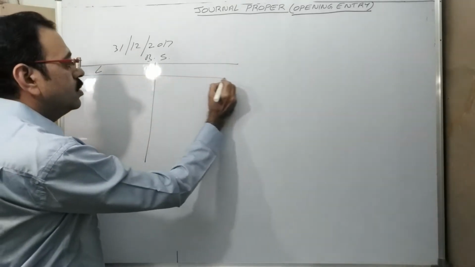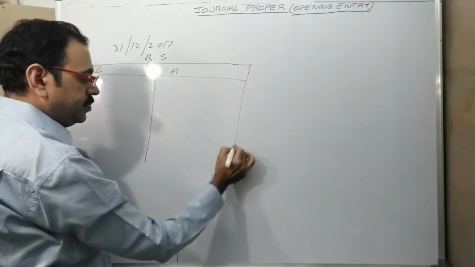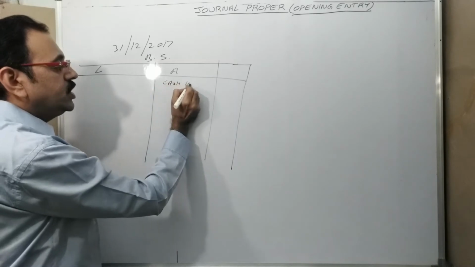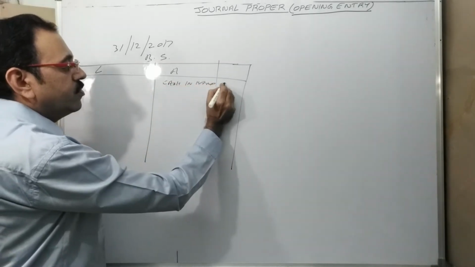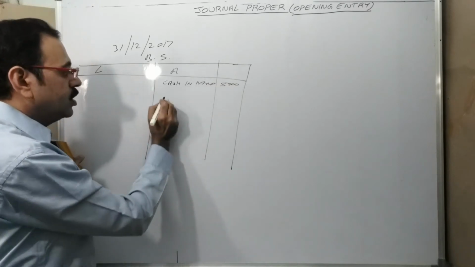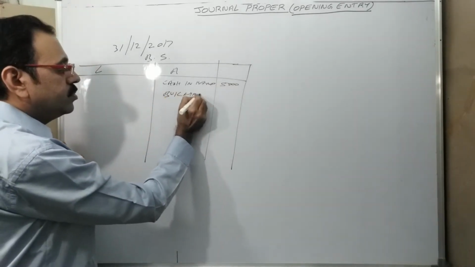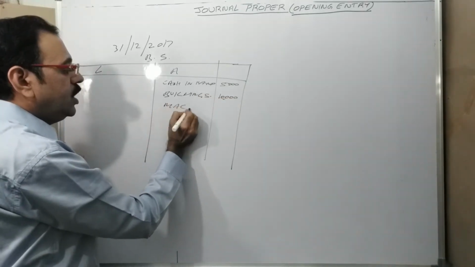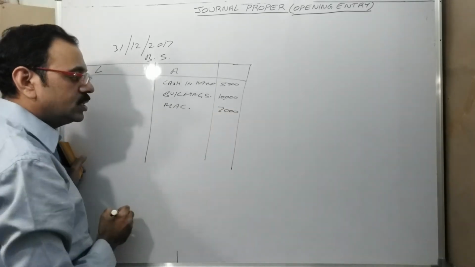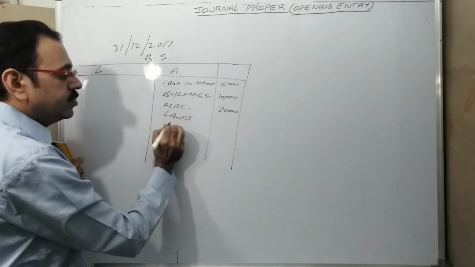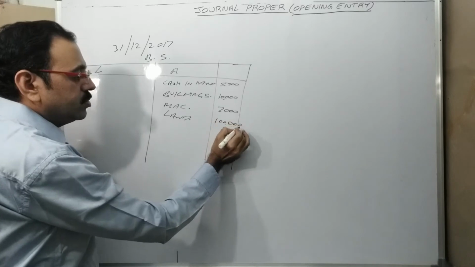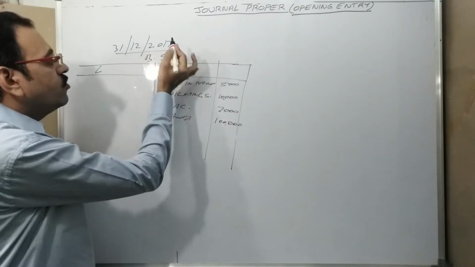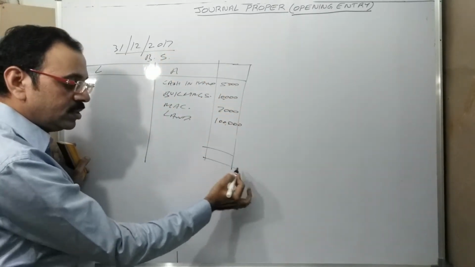Liability side, asset side. Asset side, for example, cash in hand, 5,000 rupees. Buildings, 10,000 rupees. Machinery, 7,000 rupees. Land, 1 lakh rupees. All these are assets, when at the end of the year, these are the values of assets.